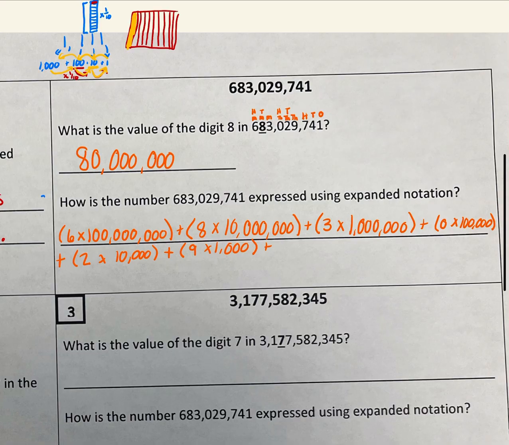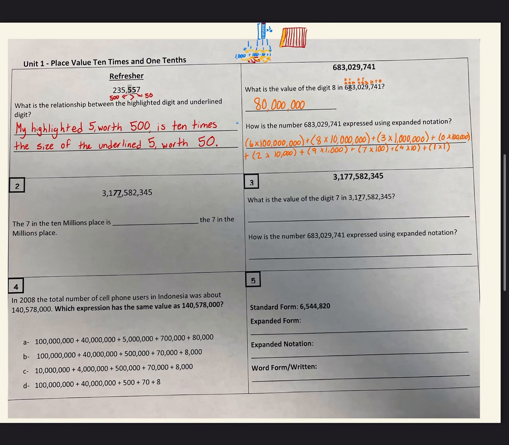All right, now I'm in my next group. So I have my 7, and my 7 is in my 100 spot, so it actually has a value of 700. So to get there, it would be 7 times 100. Then I have my 4, which is a value of 40. So to get that there, it would be 4 times 10. And then last but not least, we have our digit 1. That's also in the ones place, so it would just be 1 times 1. All right.